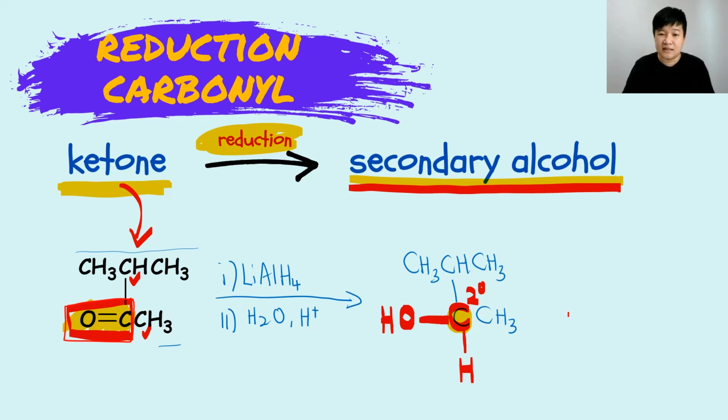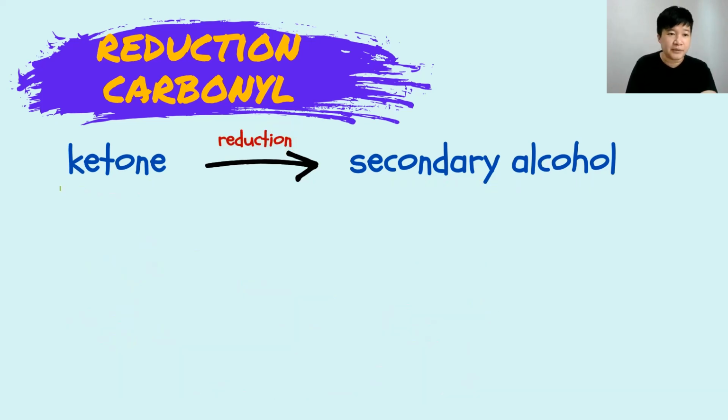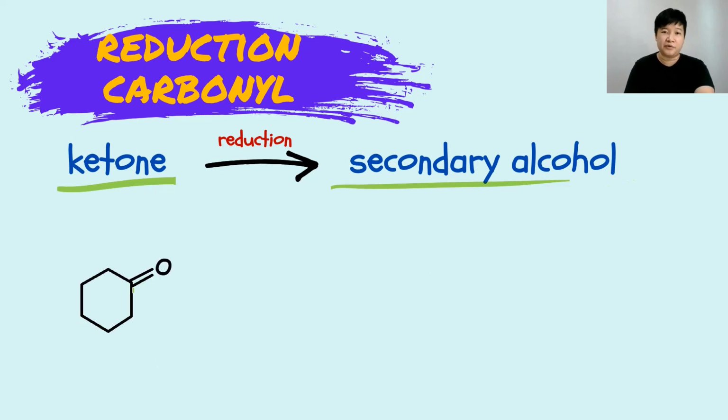Okay? And does it make any difference from your aldehyde just now? No. It's still the same where your double bond O will become a single bond OH and add a friend, hydrogen. That's it. Another example of your ketone changing to secondary alcohol in a ring. So that is your ketone. Because that is a carbon, that is a carbon, holding the C double bond O.